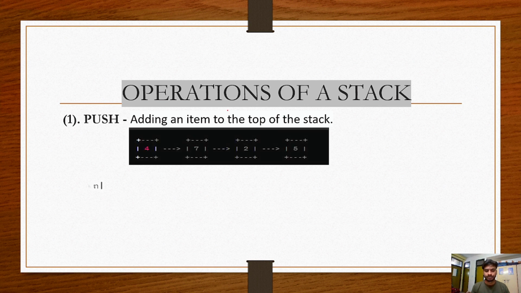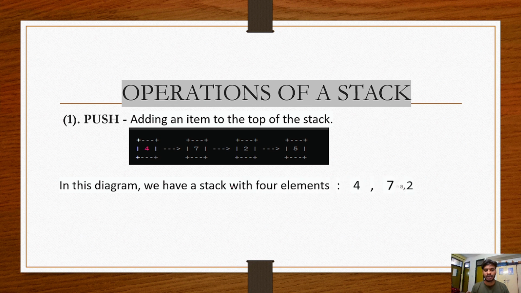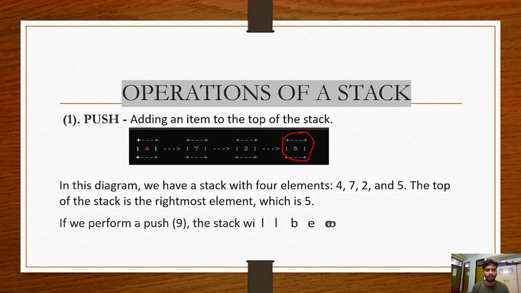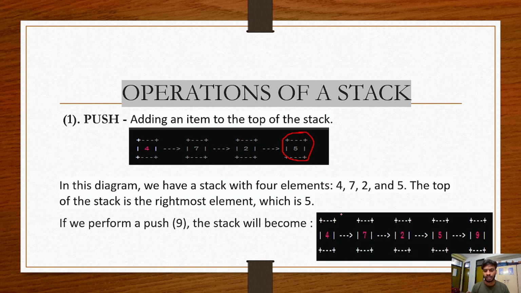Next, in this diagram, we have a stack with four elements: 4, 7, 2, and 5. The top of the stack is the rightmost element, which is 5. Means the top element which we have in the stack is 5. Next, if we want to perform push 9, the stack will become, means we want to add 9 on the top of the stack. What will be the output? See, 4, 7, 2, 5, and 9. We have added 9 on top of the fifth element.